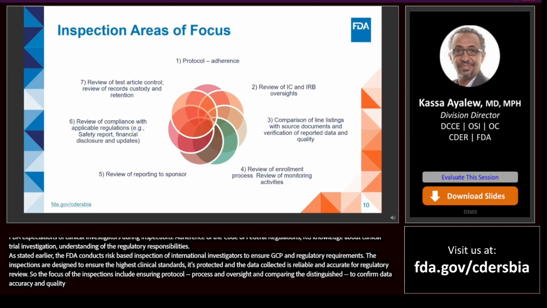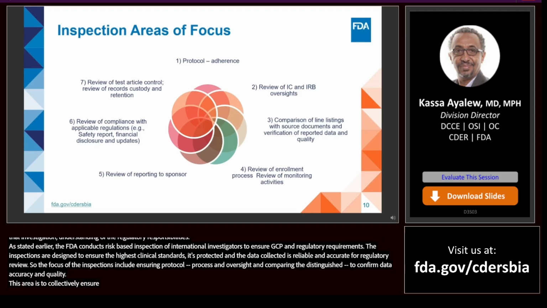Inspections also review the participant enrollment process, monitoring activities, and reporting to sponsor to ensure transparency and safety. Compliance with regulations such as safety reporting, financial disclosures, and protocol updates is assessed along with the proper control of investigational product and retention of records. These areas collectively ensure that trials are ethically conducted, participant safety is prioritized, and data integrity is maintained.